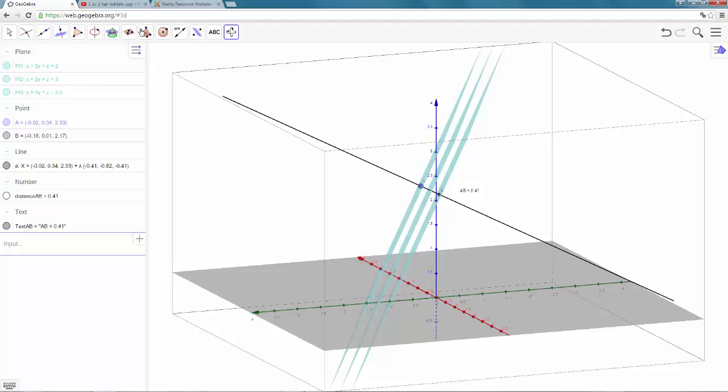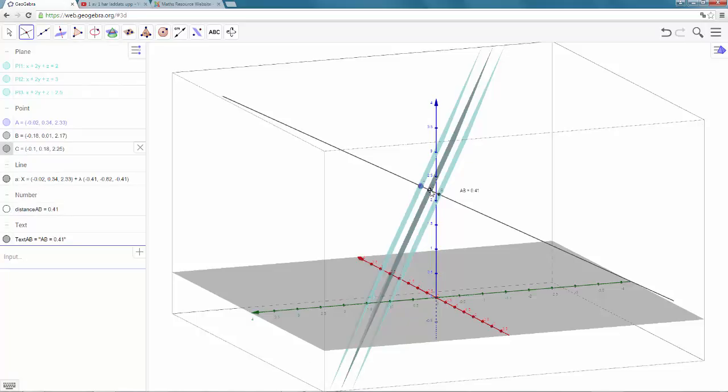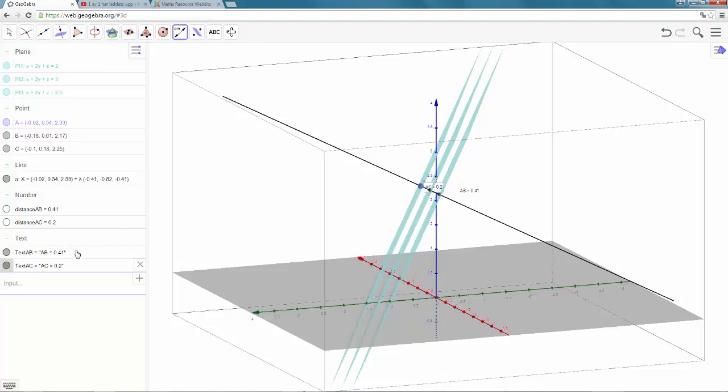Just to be extra sure, we're going to find the intersection, of course. So intersect the line with this plane, and then we can do the distance between, for example, A and C, and it should be half the distance of this, rounded, so it's half of the distance. So this looks pretty good.